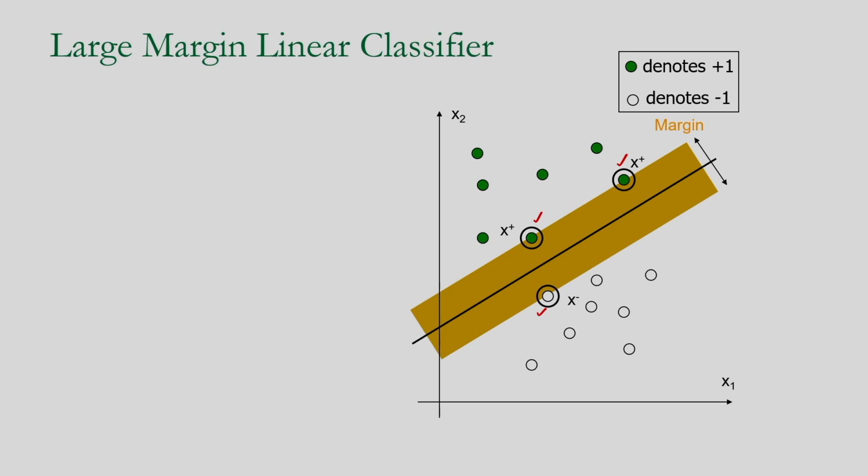This x plus and x minus are called the support vectors, because the margin is about to touch the data points. Beyond this I cannot increase the width of the margin. And what is the objective? My objective is to get the large margin linear classifier. So I have to get the maximum width of the margin. That is my goal.